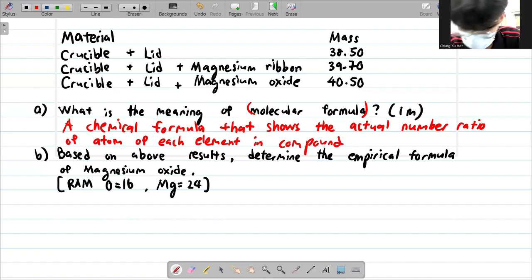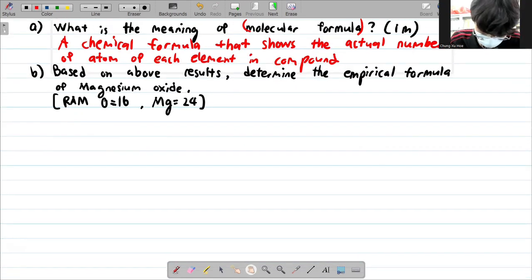While molecular formula, we know it shows the actual number ratio of atoms, how about empirical formula? Empirical formula, of course, vice versa. It shows you the simplest whole number ratio of atoms of each element in a compound. You can actually refer back to my previous video, so I'm not going to talk much about this. It's just 1 mark. Next.